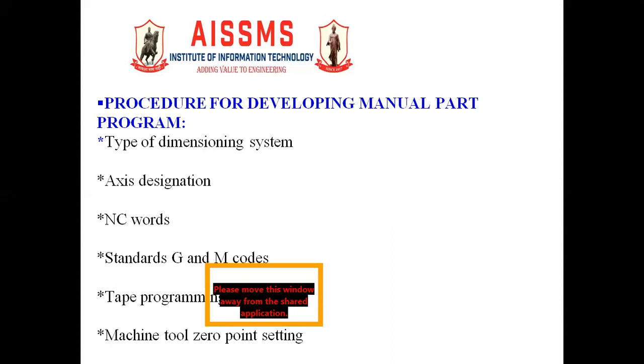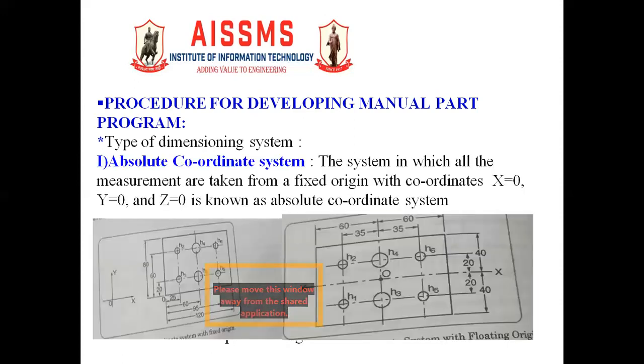And next is tape programming. Another is the machine tool zero setting. This is one of the important developments in manual part programming. This is the standard procedure. Okay, next is the procedure for developing a manual part program. We already discussed the absolute coordinate system.